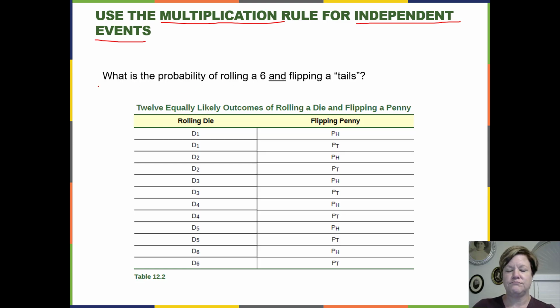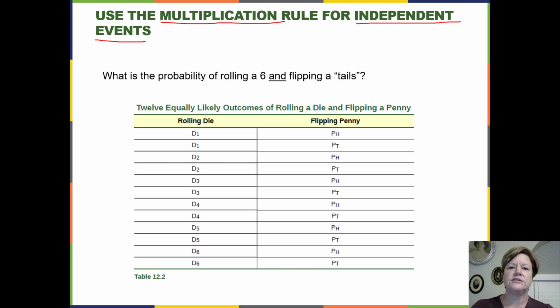So here's an example. If I asked you, what's the probability if you had a die, a little die, that you would roll a 6 on the die? And if you had a coin, a penny, what's the probability you would flip a coin and get a tails? So in one hand you're going to roll a die, in the other hand you're going to flip a coin, and you're going to do both at the same time. That's going to be a little bit tricky, but let's say you do that, okay? What's the probability that you would get a 6 on the die and a tails on the penny?